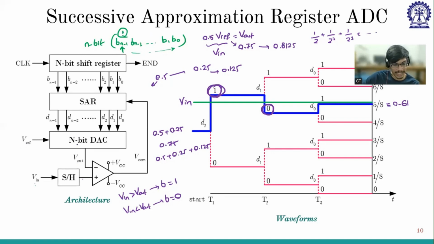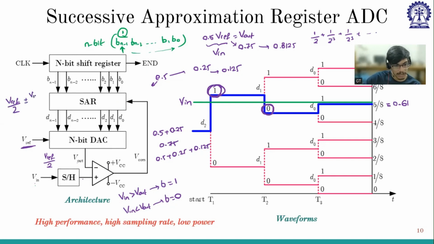So they are using this n-bit DAC. The input to this DAC is V reference. They make the arrangement in such a way that this will start with V reference by 2. Depending upon the output, either it will increase plus V reference by 4 or decrease minus V reference by 4. We are starting with V reference by 2, right? Depending upon my output that is being fed here, it will either increment plus V reference by 4 or decrease minus V reference by 4.